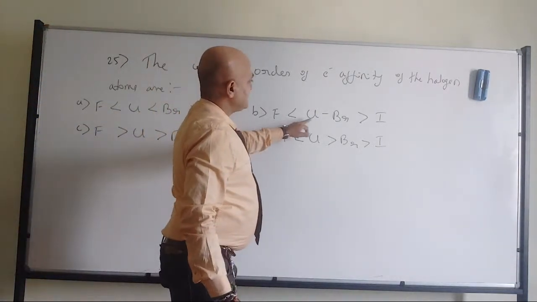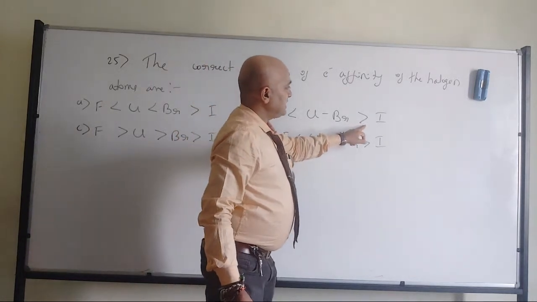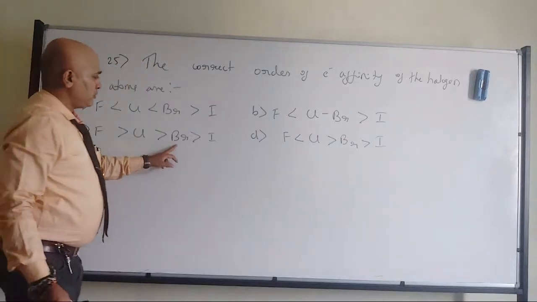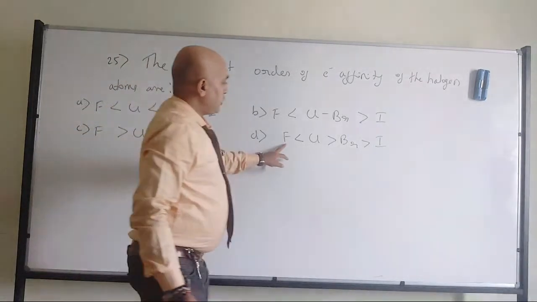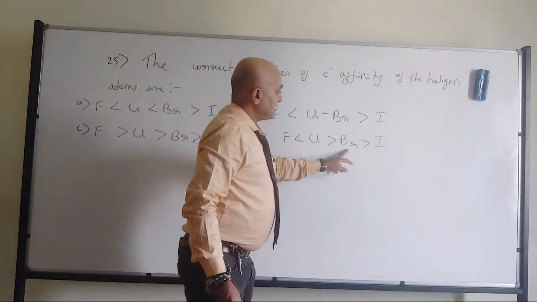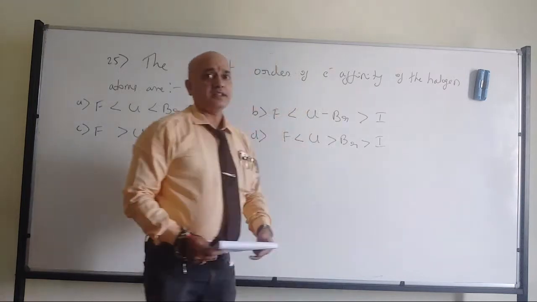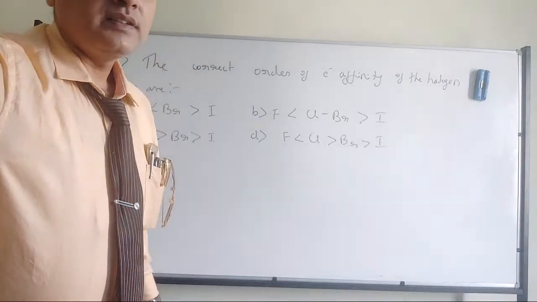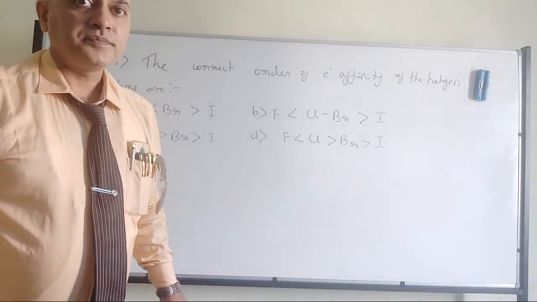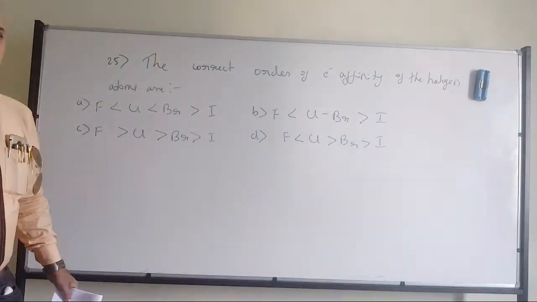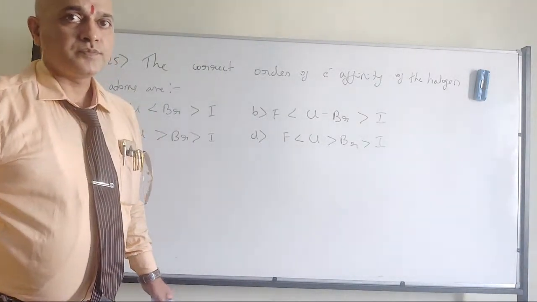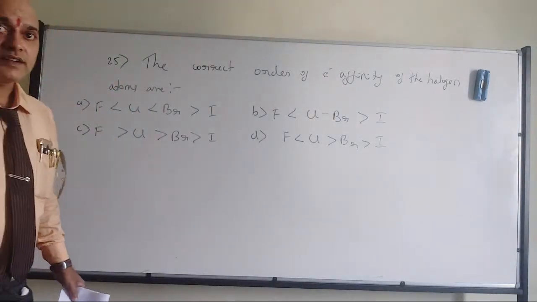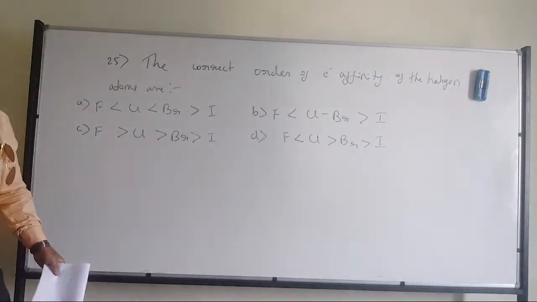So option B is fluorine less than chlorine, same as bromine, greater than iodine. Then option C is fluorine greater than chlorine greater than bromine greater than iodine. Then option D is fluorine less than chlorine greater than bromine greater than iodine. So which can be the answer? Option C. Okay. Still people are making the same mistake.